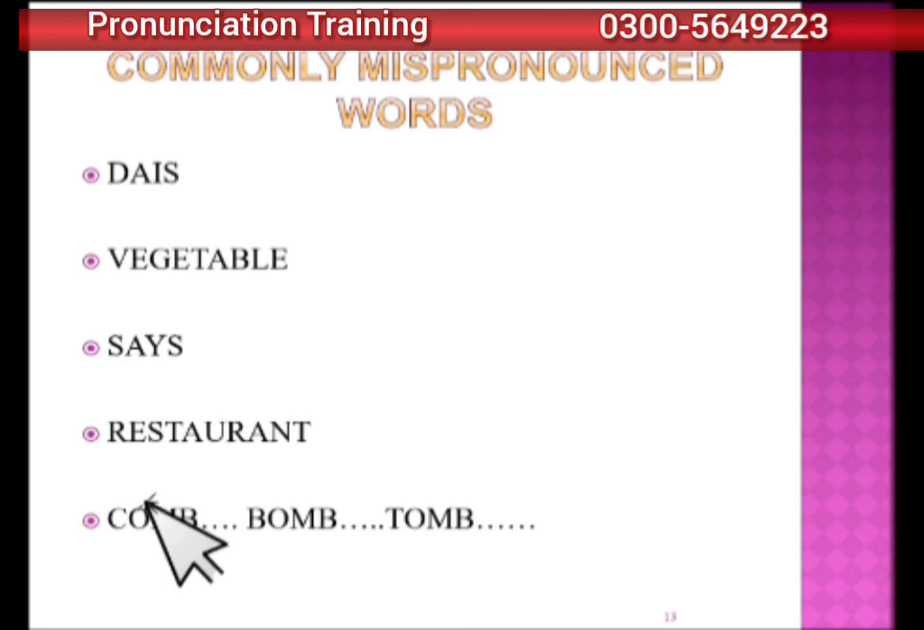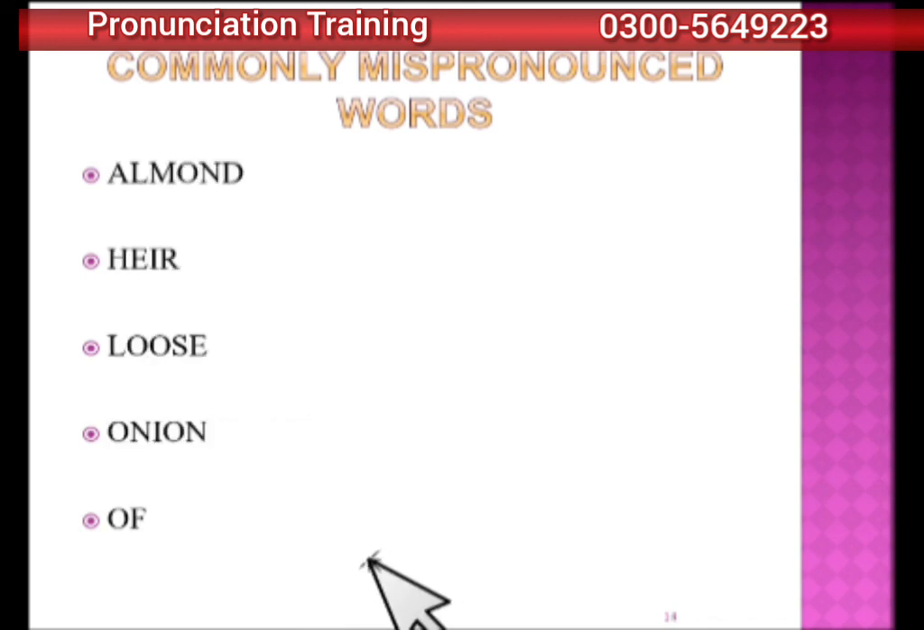It's restaurant. Restaurant, not restaurant as we normally pronounce, it's restaurant. The next word is comb, bomb, tomb, not comb, bomb, tomb, it's comb. Ba sound, this is a rule that whenever ba sound comes at the end of a word after ma sound, ba sound is not pronounced. So here is comb, it's bomb, it's tomb, right?